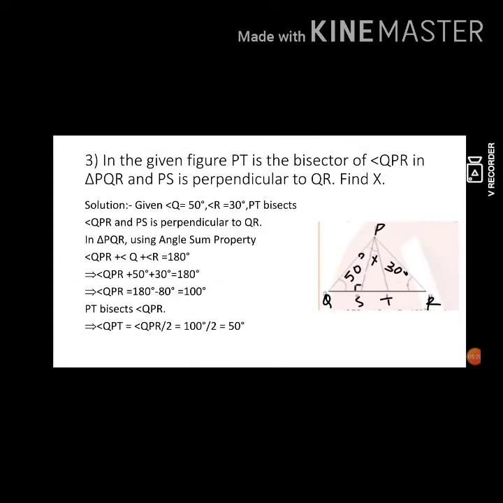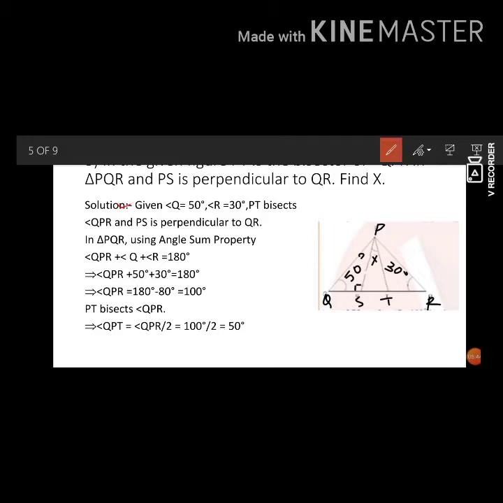In sum number 3, it is said that PT is the bisector of angle QPR in triangle PQR and PS is perpendicular to QR. Find angle X. So first we will write the given: angle Q is 50, angle R is 30, PT bisects angle QPR and PS is perpendicular to QR. So at S the angle is 90 degrees. Now first let us consider the triangle PQR.